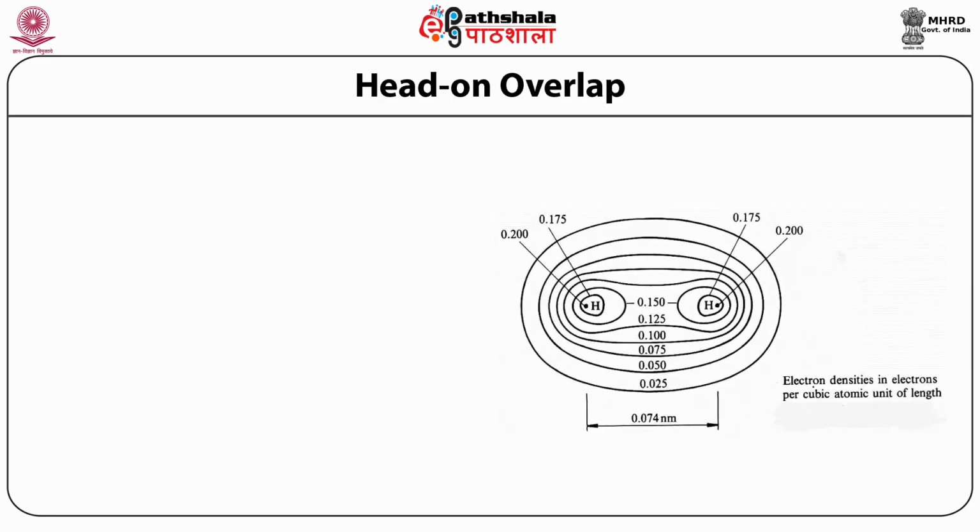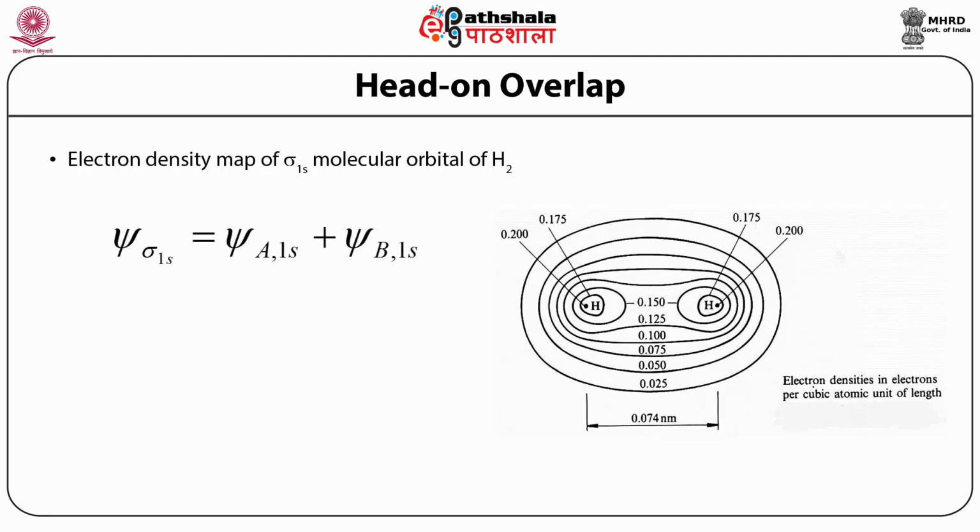Now this figure shows the electron densities in electrons per cubic atomic unit of length. So here we have the hydrogen molecule, which is separated by some distance, and here the electron density map of the sigma 1s molecular orbital of H2, that is the hydrogen molecule, and here psi sigma 1s is represented as the summation of psi a 1s plus psi b 1s.